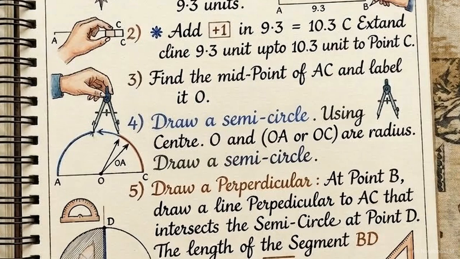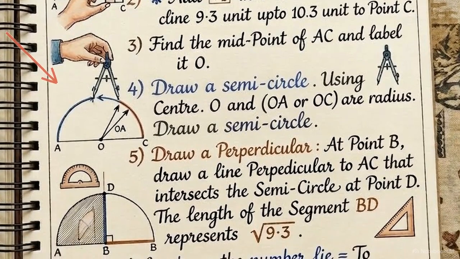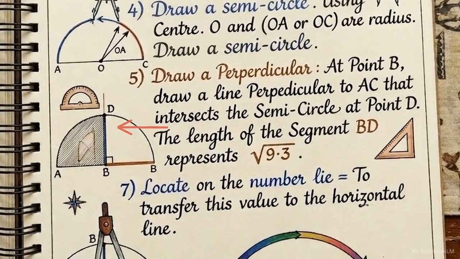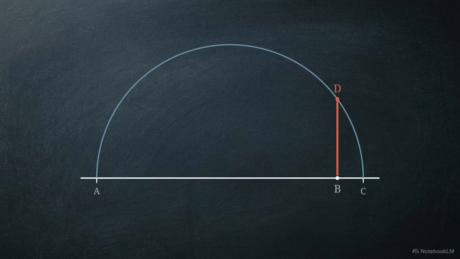Place your compass needle at O, set the radius to stretch to either A or C, and draw a sweeping semicircle over the line. Now, return to point B, the original 9.3 unit mark. Draw a line straight up, exactly perpendicular to the base, until it intersects the roof of your semicircle. We'll call this intersection point D. The length of that new vertical line segment, BD, is exactly the square root of 9.3. The drawing phase is complete.